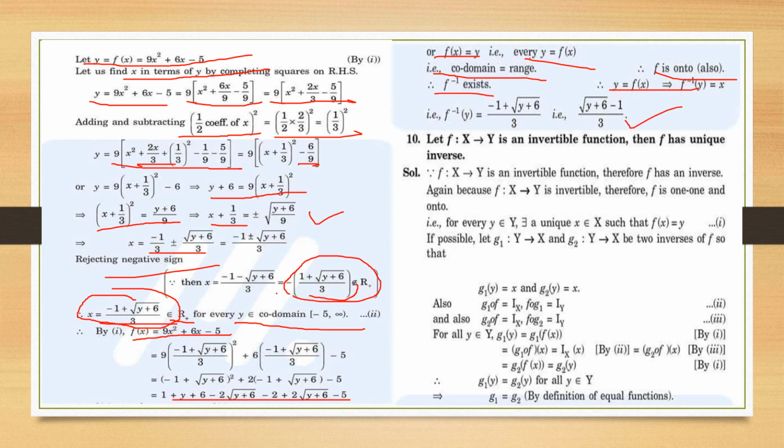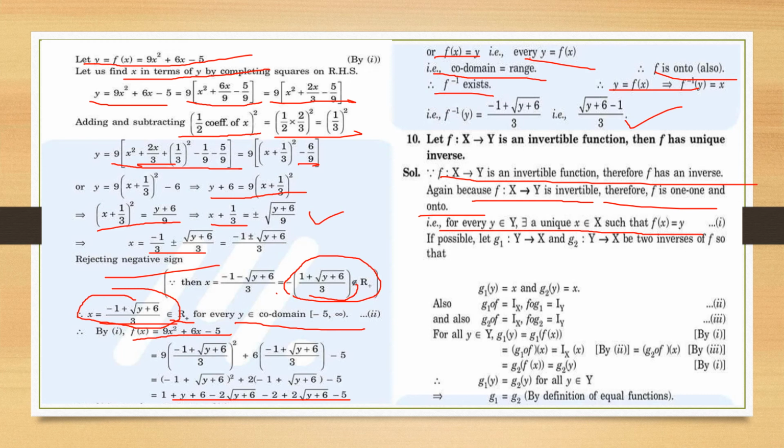Number 10: let f mapping from X to Y be an invertible function, then f has a unique inverse. Since f is mapping from X to Y and is invertible, the function definitely has an inverse. Again, because f is invertible, it is definitely one-one and onto. That means for every y belonging to Y, there exists a unique x belonging to X such that f(x) equals y.